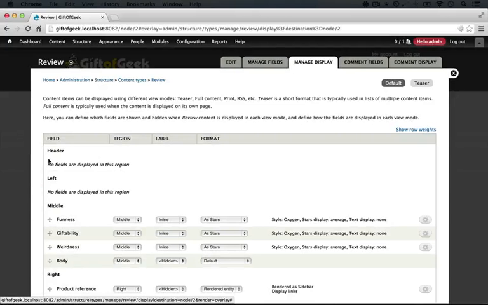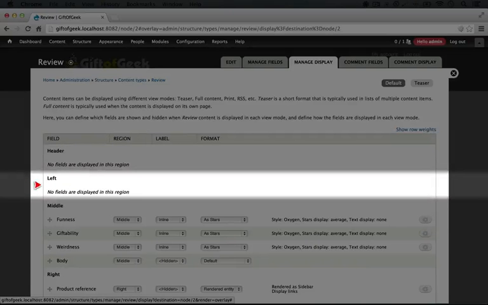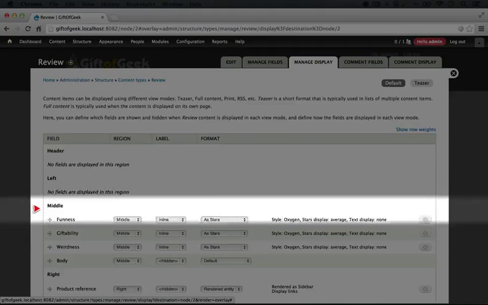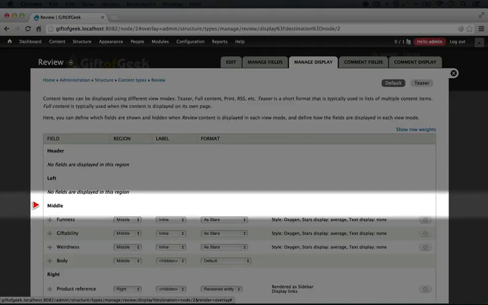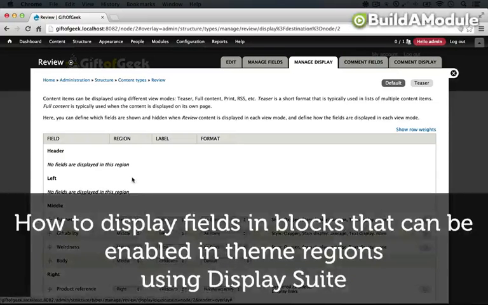So when Display Suite offers something called region to block, it's talking about a region here, not about a theme region. The goal of it is to take a set of fields and position them inside of a region here, and then expose that region as a block that we can position, and this is tricky, but we can position inside of a theme region. So now let's see it in action, if the theoretical isn't quite sitting right with you.